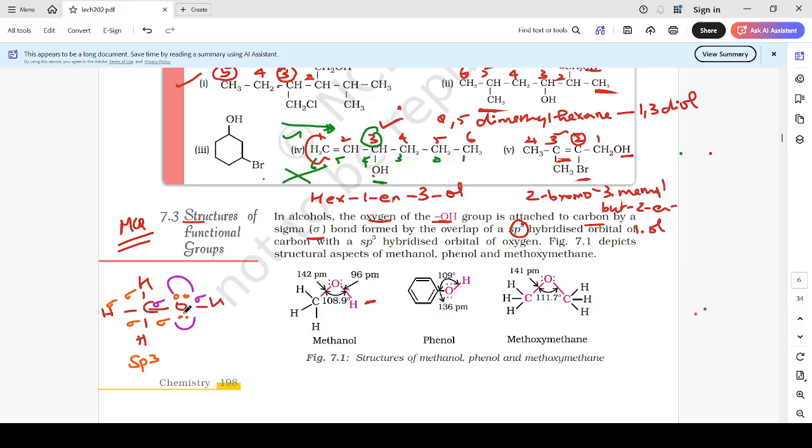So totally this oxygen also needs 4 hybrid orbitals: 1, 2, 3 and 4. So if it is having 4 hybrid orbitals, then the hybridization is sp3. So in methanol, both the carbon and the oxygen are sp3 hybridized, and that's what they have shown you here. Let us consider phenol here.